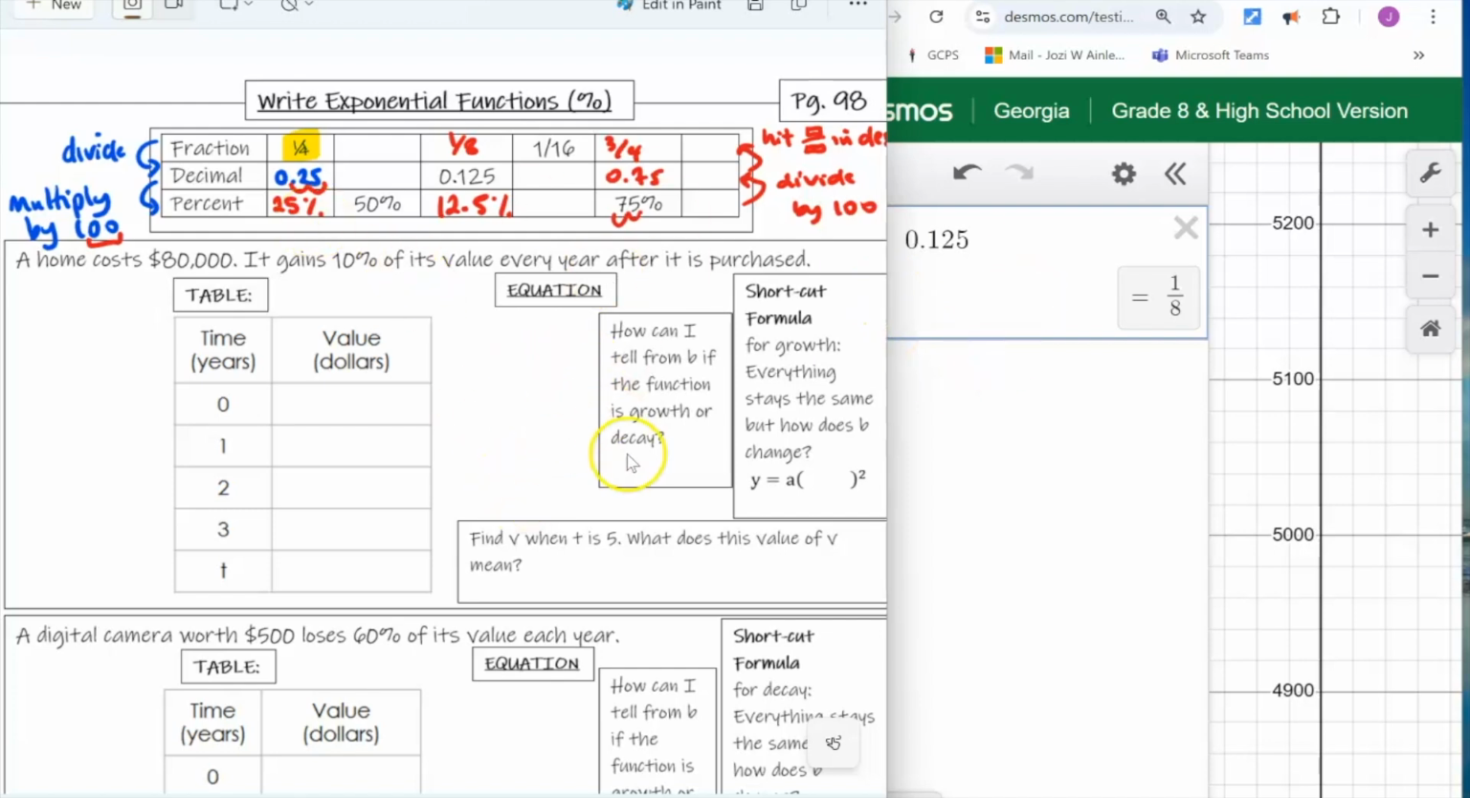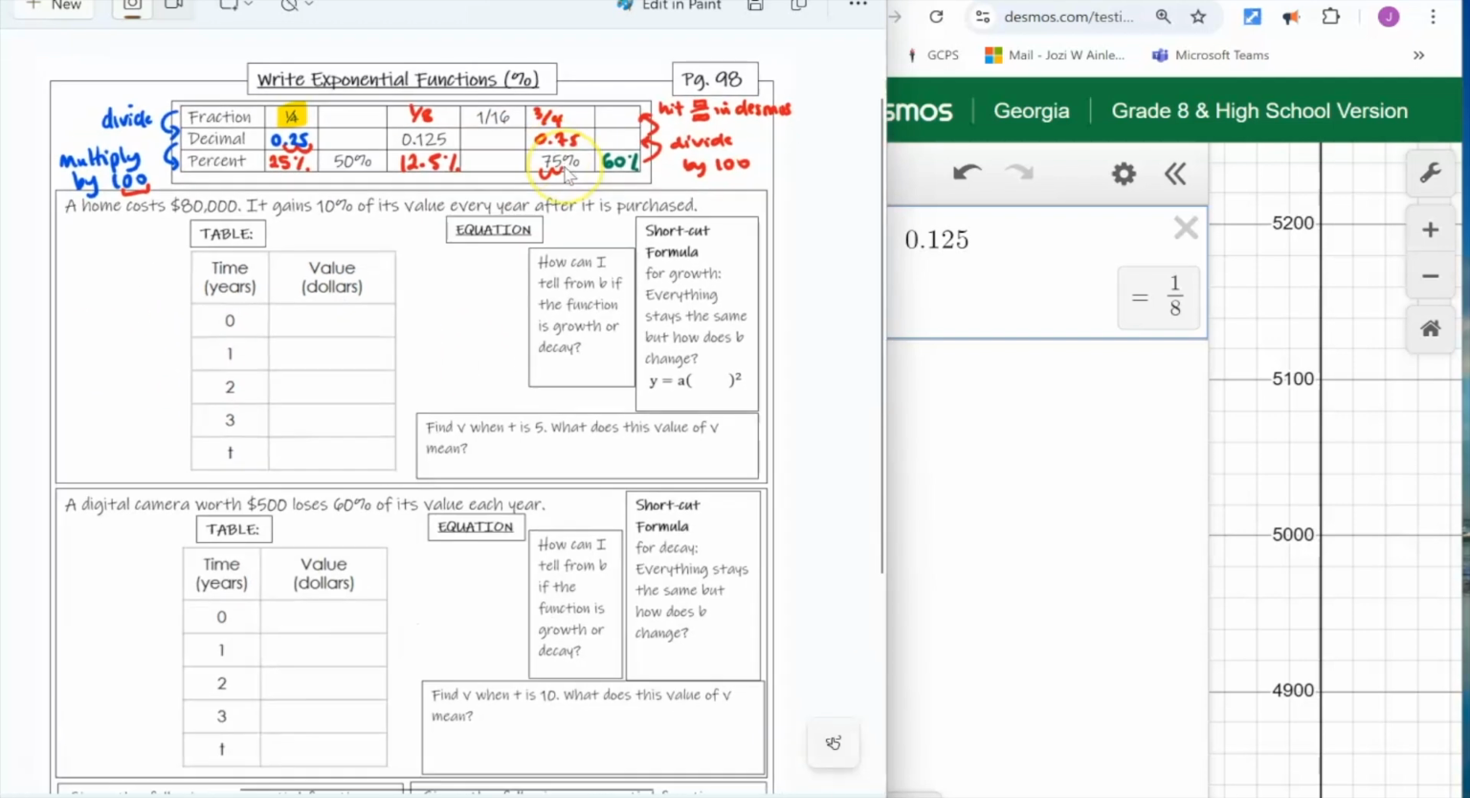I do want you to do one more. I'm just going to add the question right here. I also want you to do 60% in here. All right, so go ahead and pause the video, fill that out real quick. All right, now that you've done that, we're going to come up with a shortcut equation or shortcut formula for growth and for decay when you have a percent.